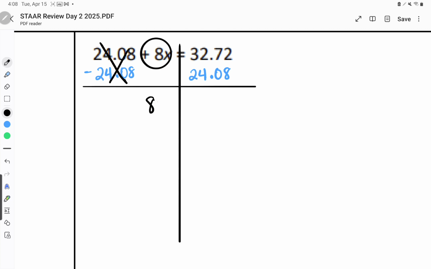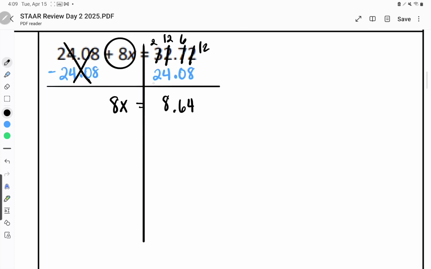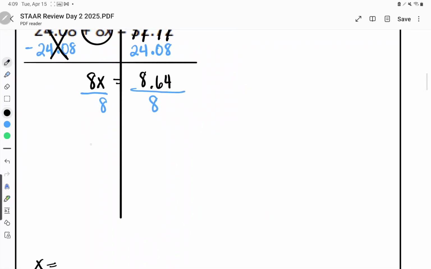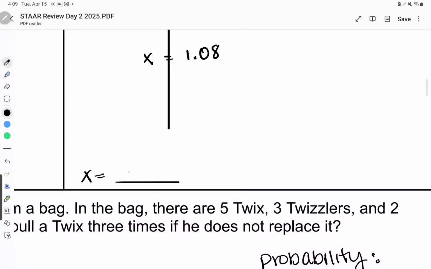Cross these out, and that gives us 8x equals, this 2 turns into a 12, this 7 turns into a 6, 12 minus 8 is 4, 6 minus 0 is 6, this 2 turns into a 12, whoa, and then that 3 turns into a 2, so I have 12 minus 4, which gives me 8, and 2 divided by 2, and then 2 minus 2, which gives me 0. Now what do I do on both sides? Divide by 8. When we divide, that's going to give us 1.08.